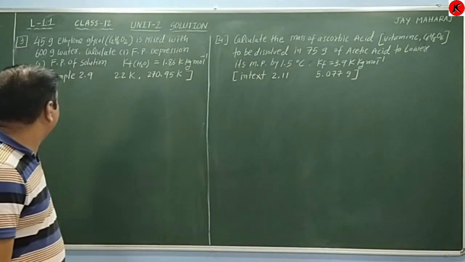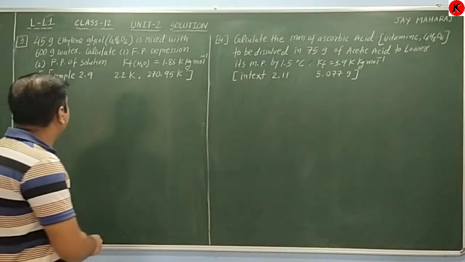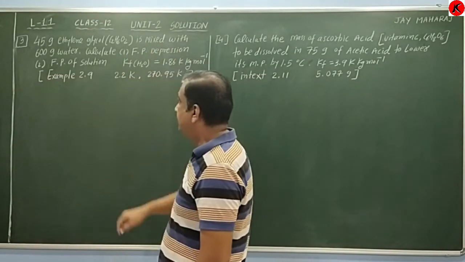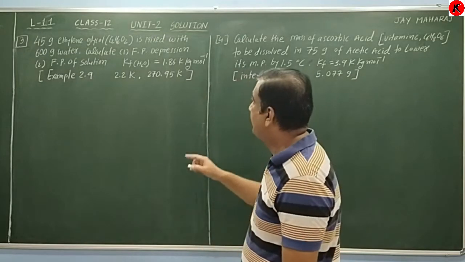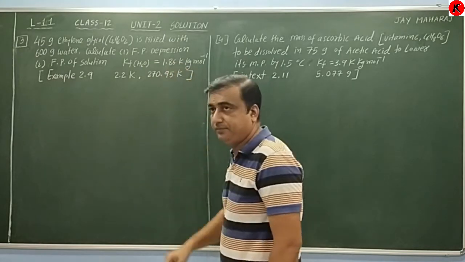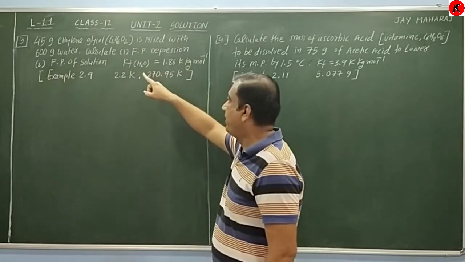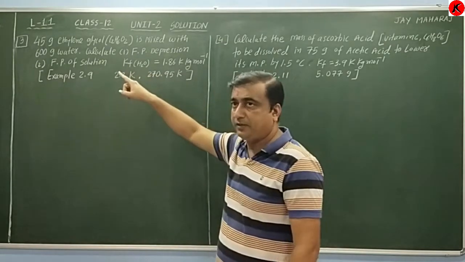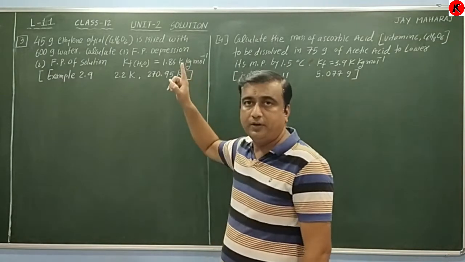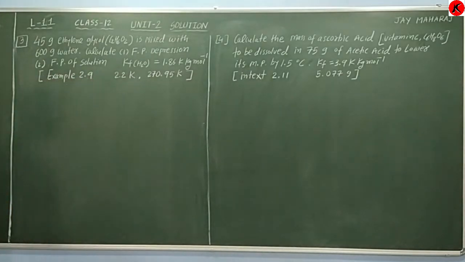Now next example is the third example. 45 gram ethylene glycol is mixed with 600 gram water. Calculate first the freezing point depression, and second the freezing point of solution. The value of Kf is given. Water is solvent, and the value is 1.86 Kelvin kilogram mole inverse. This is example 2.9. So how to solve this example?